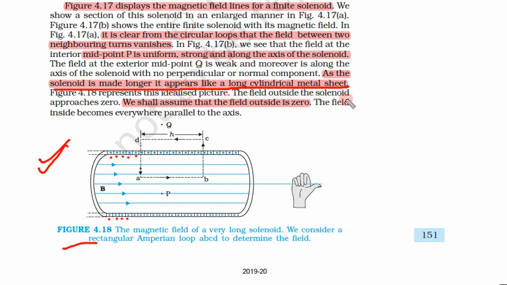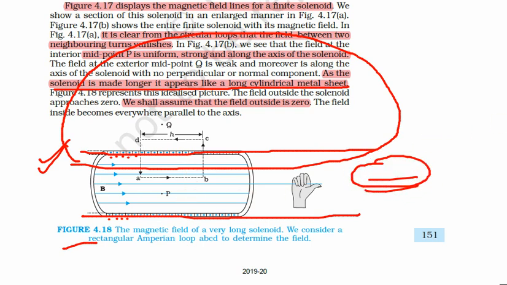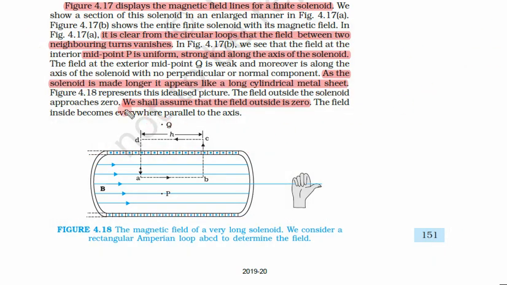The field outside the solenoid approaches 0. Since this solenoid is becoming longer and longer, this loop has to be very big. For a small solenoid this loop has to be very small. So if this loop becomes very big, the distance is very large. If the distance is getting larger, the field is getting weaker and weaker.